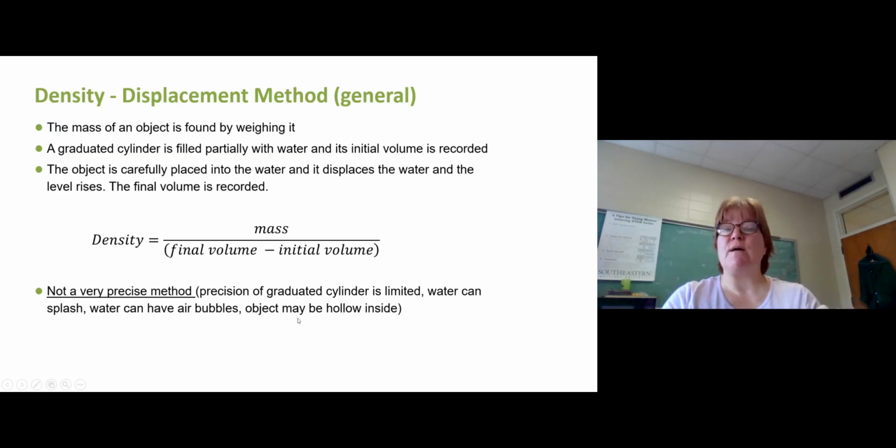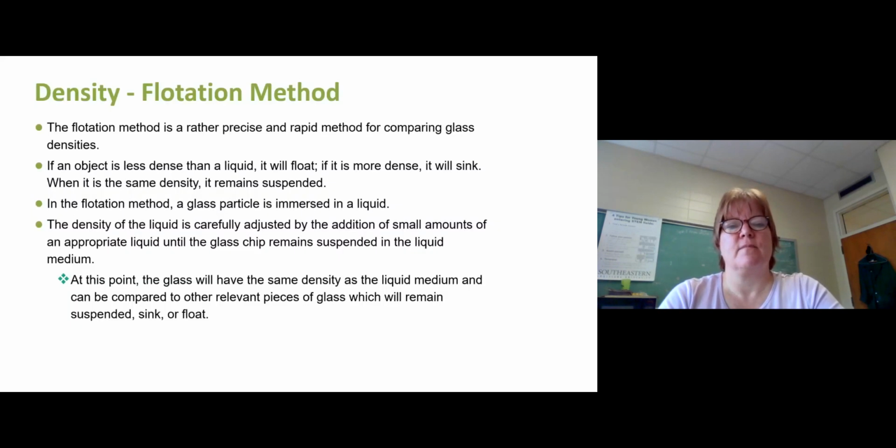It turns out this method is great for science classes and for teaching the concept. It's not going to really be precise enough. There's some issues with it. So the precision of the volume measurements on the graduated cylinder is an issue. I can have splashing. I can have air bubbles. If the object has any hollow spots inside, that's going to kind of confuse things. I'm not going to get a good measure of the true volume of the stuff. So this is not perfect, but it's great for asking questions in a science class.